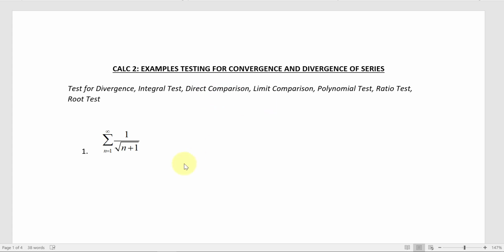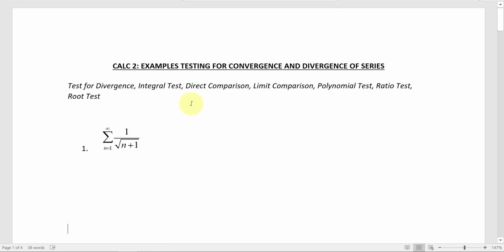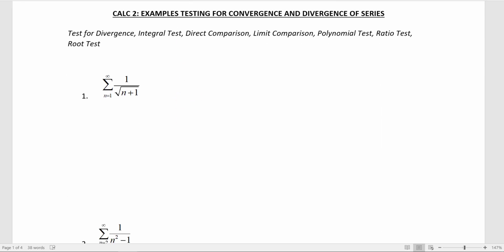In the first example, the infinite sum from 1 to infinity of the quantity 1 over square root n plus 1. This is a good candidate for the integral test, and what we have to do to use the integral test is first confirm that we can actually associate a function of real numbers, some function f of x. In this case, I'll make it 1 over the square root of x plus 1.